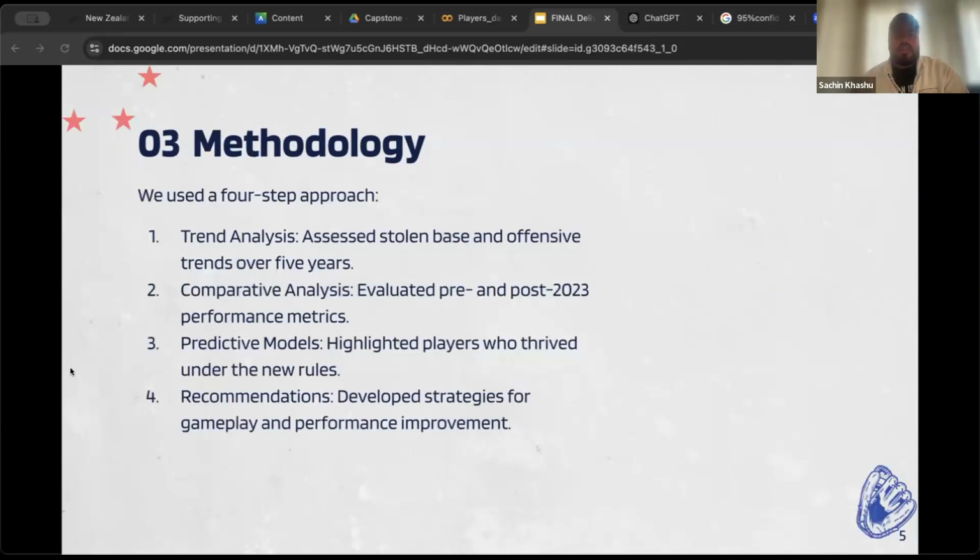Again, working with Richard and Justin, we came up with this methodology to work throughout this whole process of about a 4 or 5 month analysis. First was a trend analysis where we assessed stolen base and offensive trends over that 5 year period. Then we evaluated pre and post 2023 performance metrics. We made predictive models which highlighted players who thrived under the new rules. And our last step was recommendations, where we developed strategies for gameplay and performance improvement.